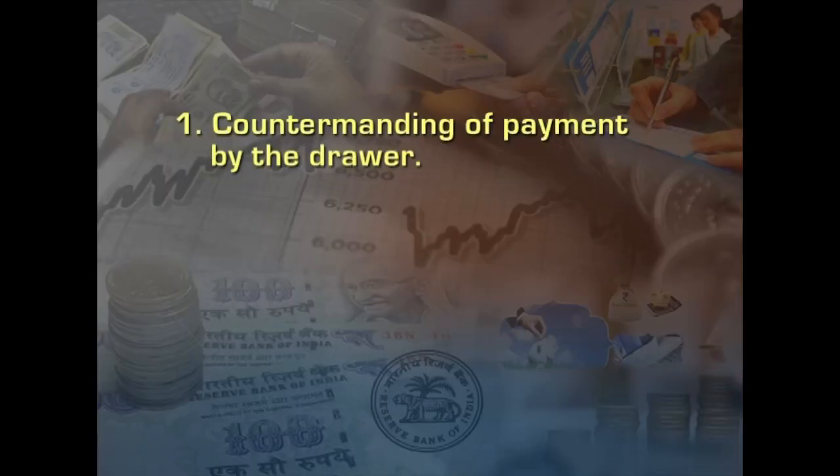1. Countermanding of payment by the drawer. A check is an unconditional order of the drawer to the banker, and the drawer is entitled to cancel such an order at any time before its payment is made. This is called countermanding the payment by the drawer. The right to countermand payment of a check is vested in its drawer.